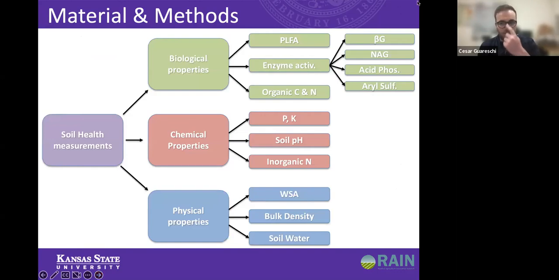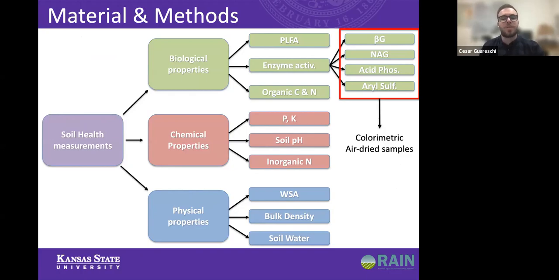So going a little bit into materials and methods, this is a big picture of what I am measuring at field level. I will be measuring biological properties as well as chemical and physical properties. But for today, I will be focusing only on these 4 enzymes that were measured by the colorimetric method with our dried soil samples.